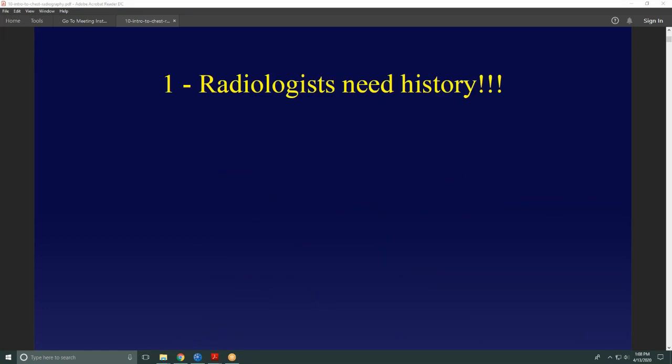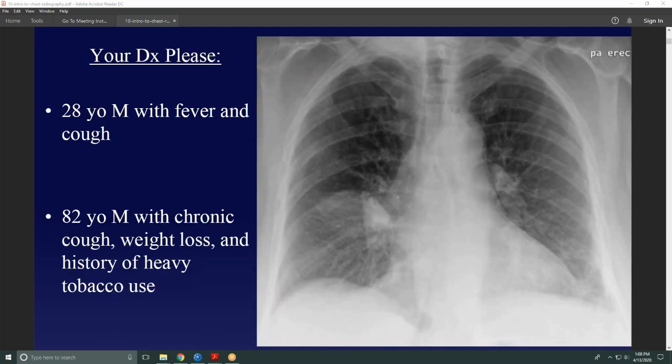Number one is radiologists need history. This is a big peeve that we all have. So here's a great example. Let's say this is a chest radiograph that you're interpreting. You'll see there's this big opacity right here. Now imagine you had the following two histories for this patient. A 28-year-old male with fever and cough, otherwise healthy, versus an 82-year-old male with chronic cough, weight loss, and a history of heavy tobacco use. I think most of you would agree that your differential diagnosis for the same radiograph would probably be rather different if you got those two disparate histories.